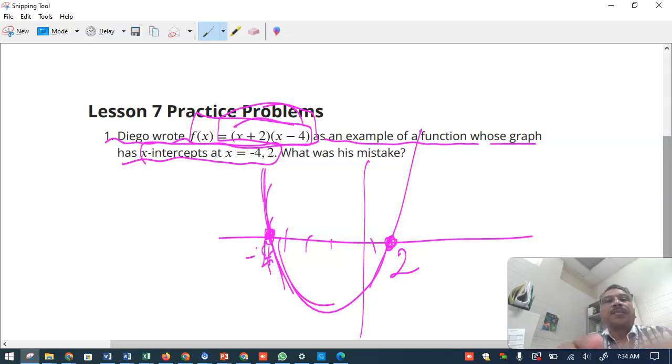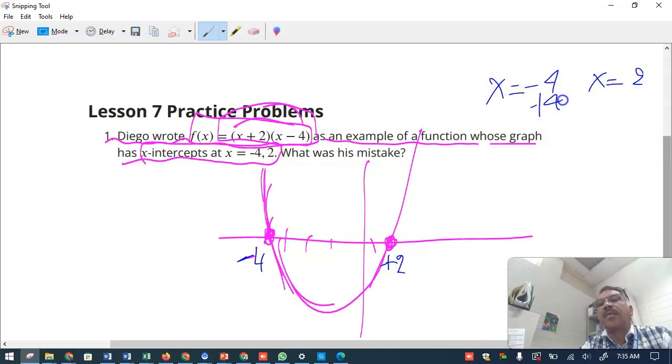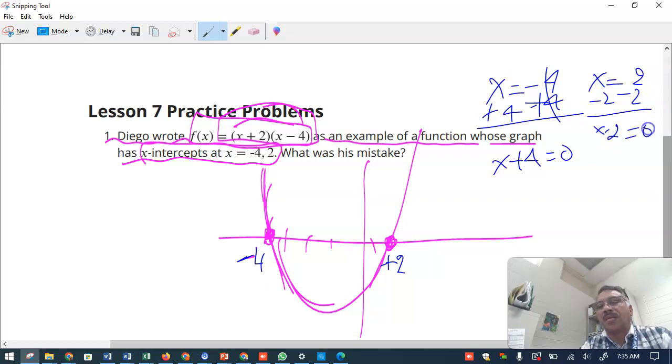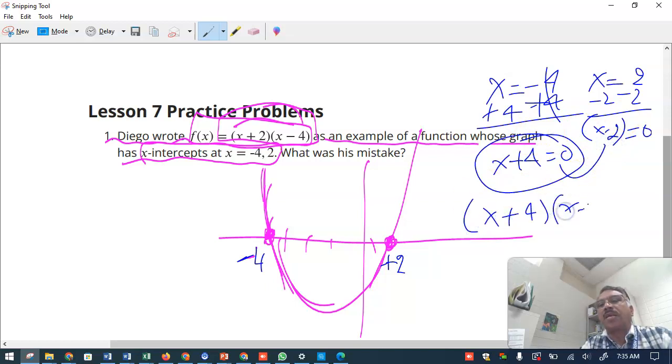If he knows that the graph crosses at -4 and +2, that means x equals -4 is one factor and x equals 2 is the other, right? If you add 4 to both sides, you get x plus 4 equals 0, and for the other one, if you subtract 2 from both sides, you get x minus 2 equals 0. That means x plus 4 is one factor, and if you multiply it by x minus 2 you create a polynomial, and that is f of x.